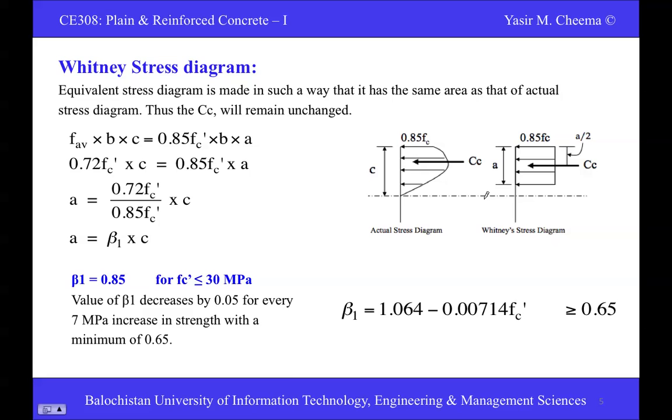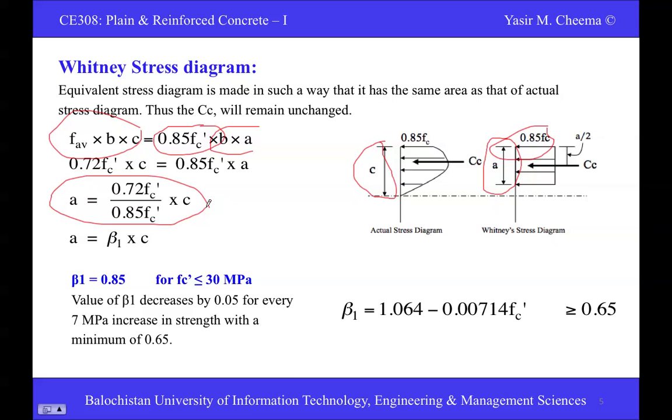You see, c is the depth of this area, and b is its width. So f average into b c is this one for the actual Whitney stress diagram. This comes to be a. This is equivalent here; we take it equal to a. 0.85 f'c prime would be the same as this. So here this is the f'c prime and this is the area of that one, so it is 0.85 f'c prime here. So here we find the value of a.